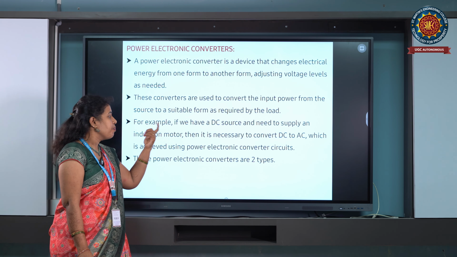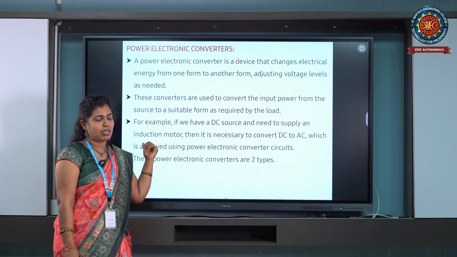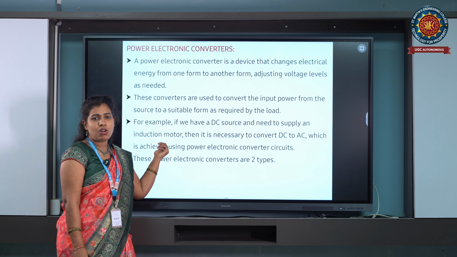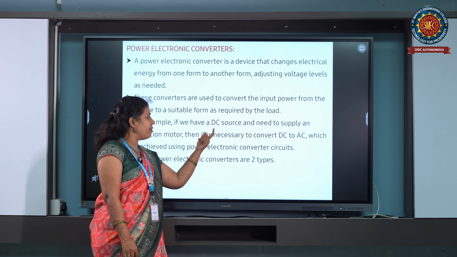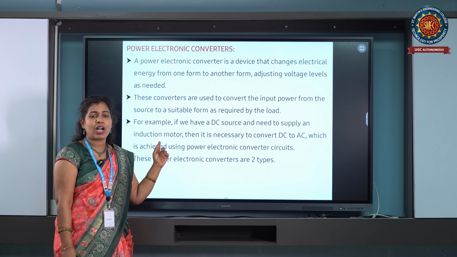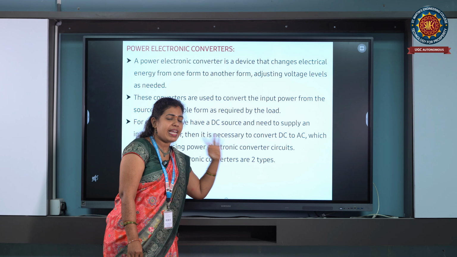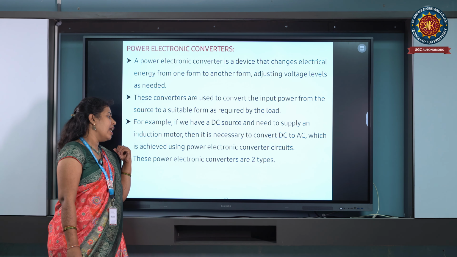For example, we have a DC source, but we have to run an induction motor. We all know that an induction motor runs on AC supply only, but we have DC. So how are we going to run the induction motor? We have to convert the DC supply into AC supply. That will be done by using power electronic converters.